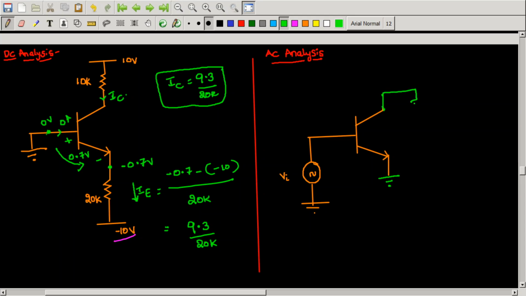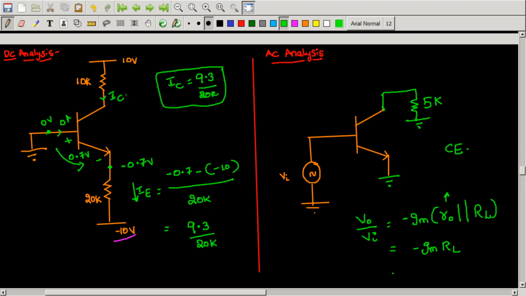So there is a resistor connected from collector to ground. It is 5k. So you can see this is a common emitter amplifier. What will be the gain formula? It is simply minus Gm into R0 parallel RL, and it is given that the output resistance of the BJT is very high. So R0 parallel RL will be approximately equal to RL itself. So this is equal to RL.